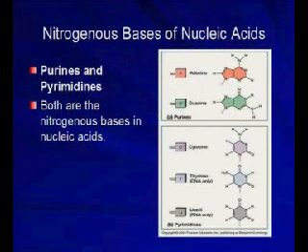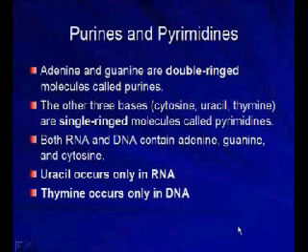Purines and pyrimidines are both nitrogenous bases of nucleic acid. The illustration here gives you the representation and the chemical structure for these various purines and pyrimidines. Adenine and guanine are double-ring molecules called purines. The other three bases, cytosine, uracil, and thymine, are single-ring molecules referred to as pyrimidines. Both RNA and DNA contain adenine, guanine, and cytosine. Uracil, important to note, is only in RNA, and thymine, also important to note, is only in DNA.